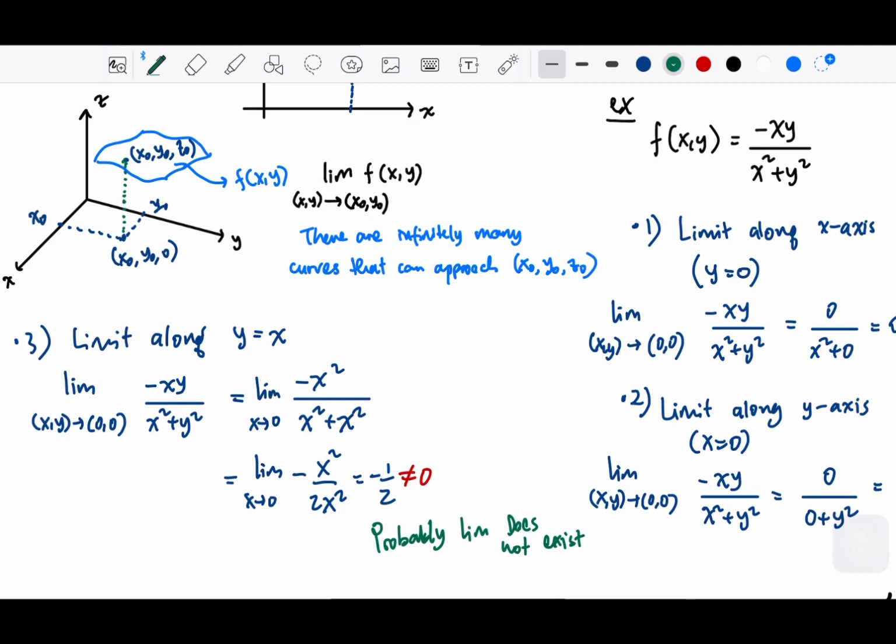So this draws the conclusion that we need to prove that for every path that we can take, all the paths will show that this limit exists. Okay.